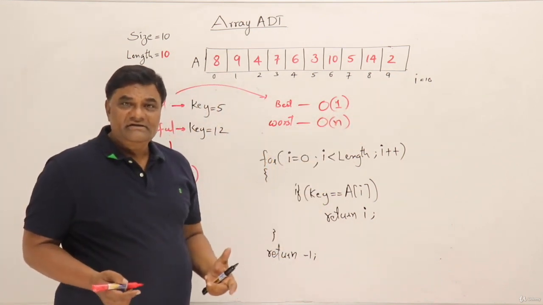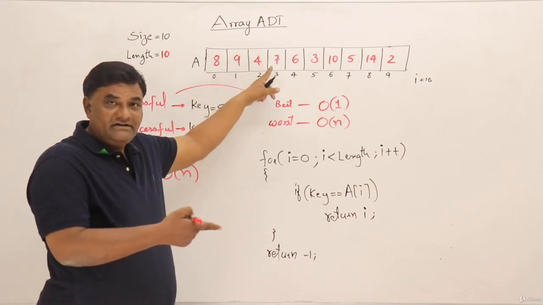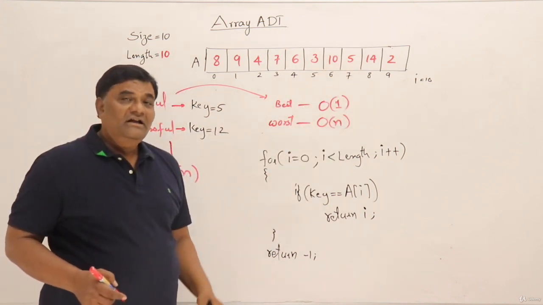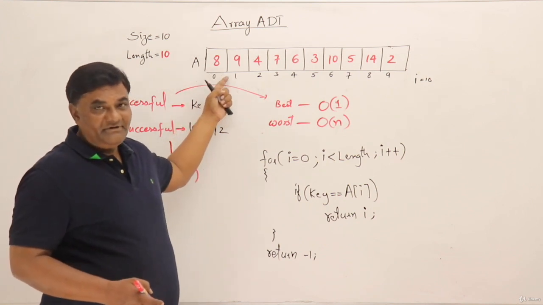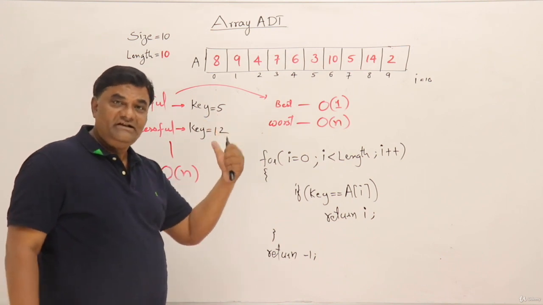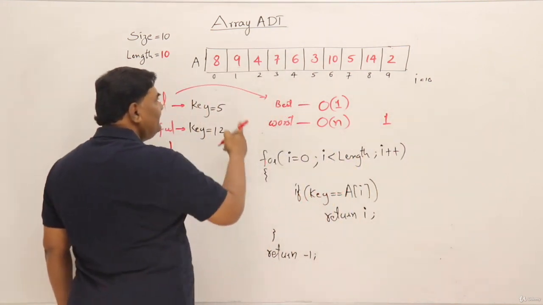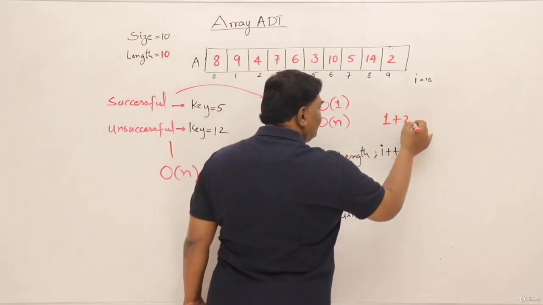What are the other cases? Searching for an element present at index 1, that is the second element, or the third element, or the fourth element, or the fifth element. So these are all possible cases. Then what is the number of comparisons required for checking if the element is present? What is the number of comparisons required if you are searching for the first element? Just 1 comparison. Then what about the element at the second location, that is index 1? 2 comparisons required.